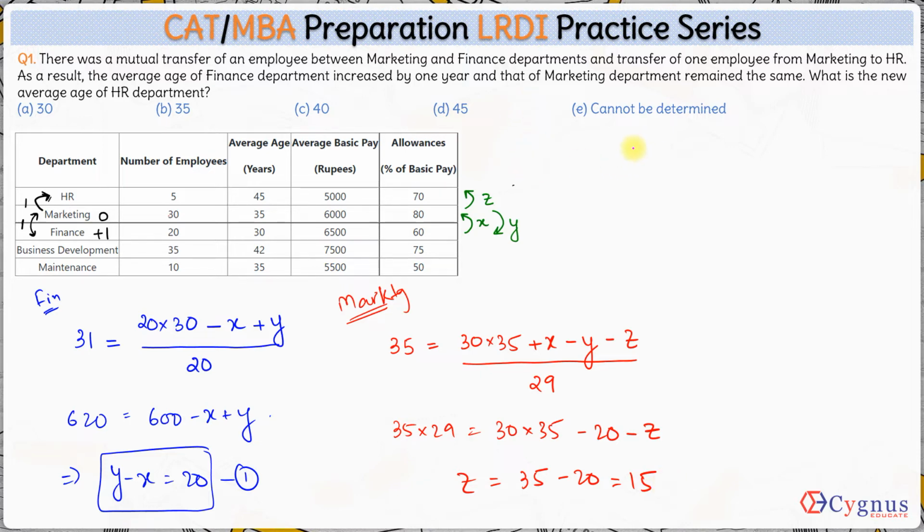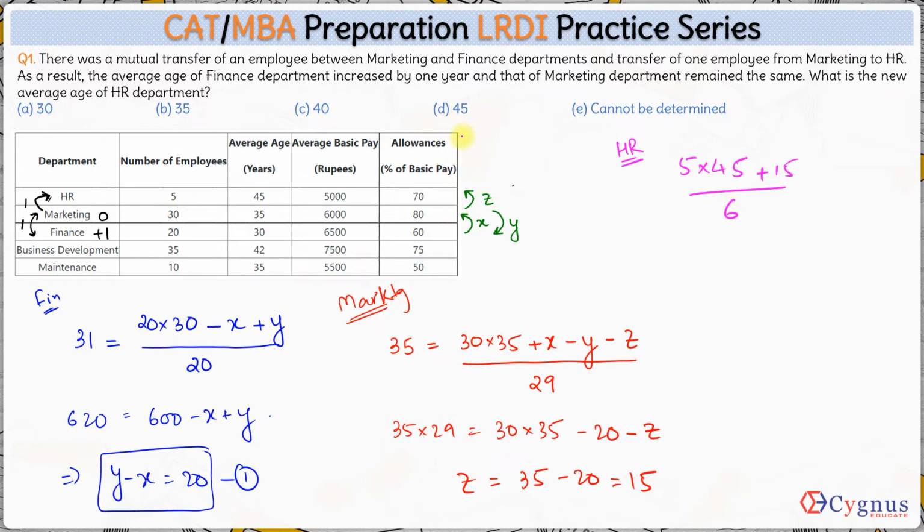Now finally we have to figure out the new average age of the HR department. So there were 5 people initially whose average age is 45. A person whose age is 15 joins the group, and the new number of people now becomes 6. Earlier there were 5 and 1 person joins.